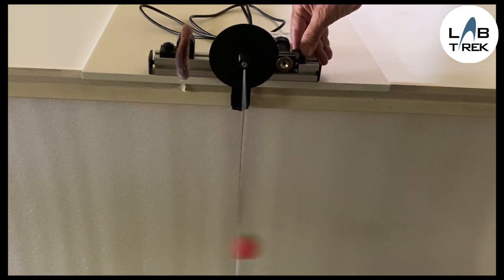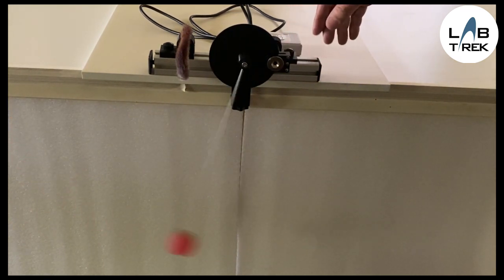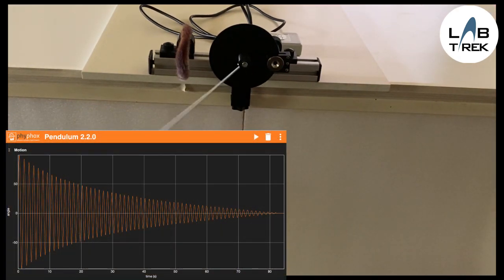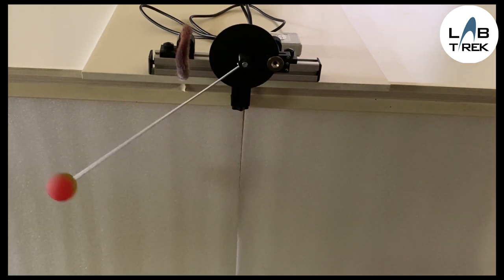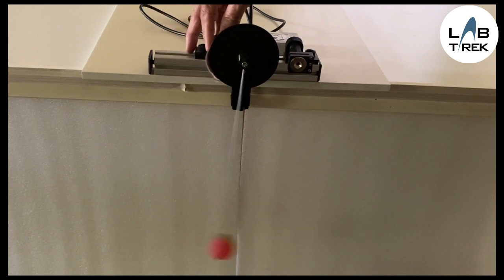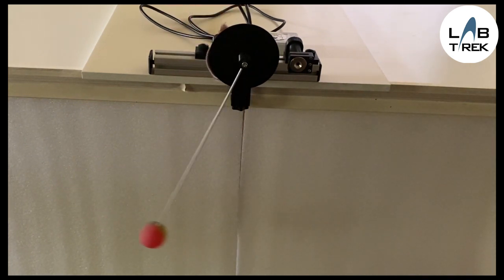By sliding the integrated magnet on the table stand, it is possible to see the braking effect and compare it with the free oscillation curve. Using the brush, we can see the linear braking.